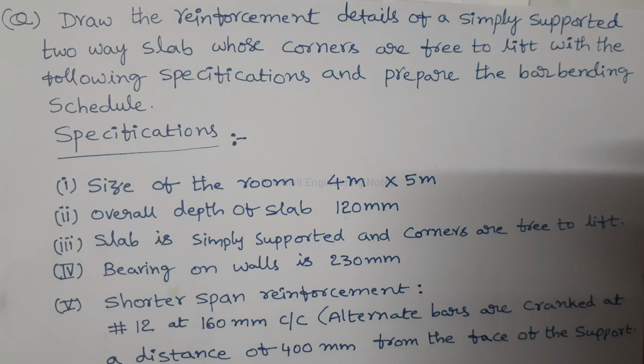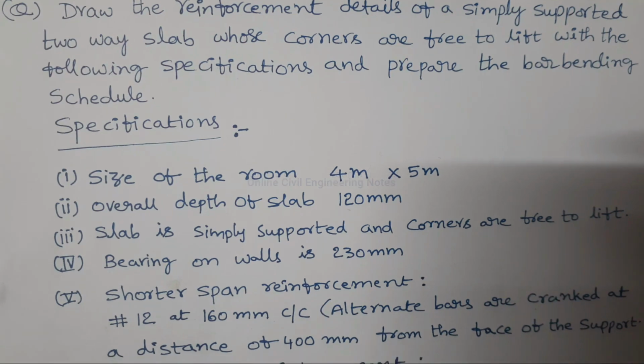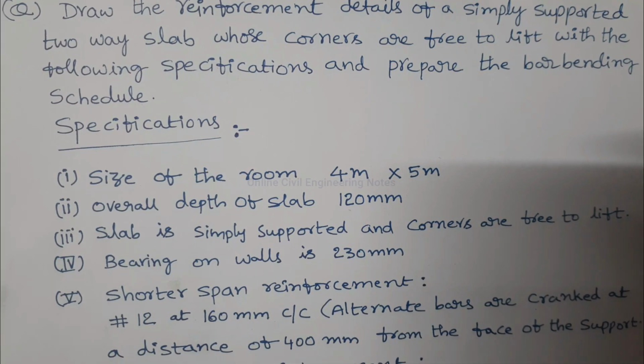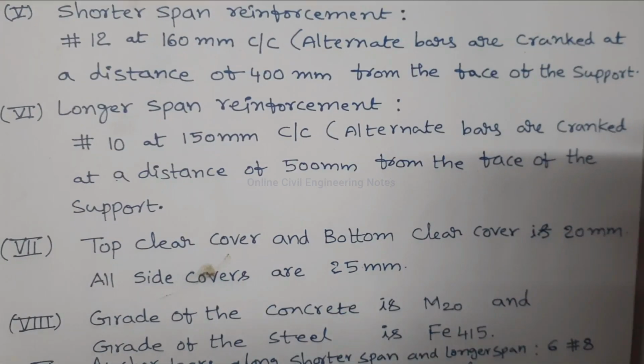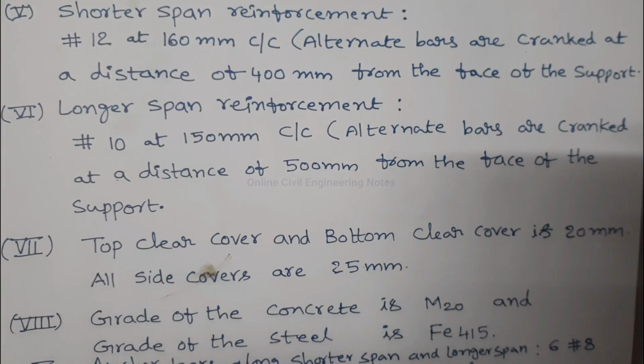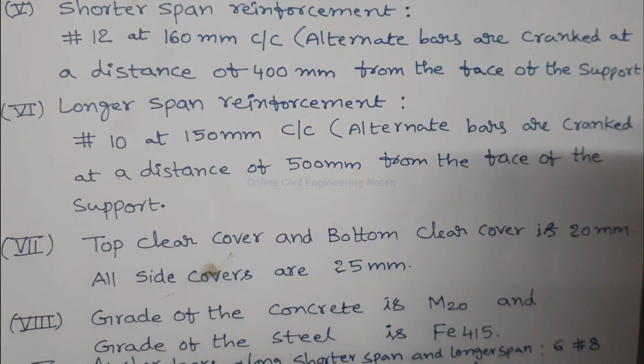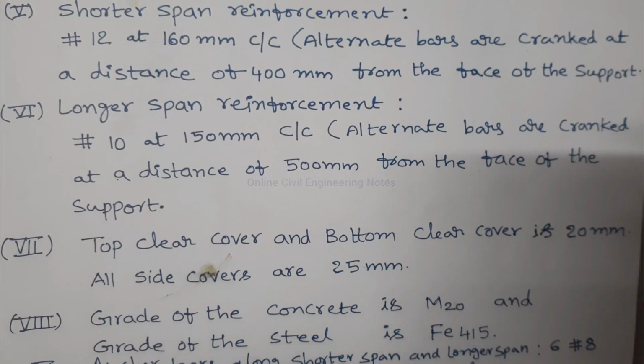Number 4. Bearings on wall is 230 mm. Number 5. Shorter span reinforcement: 12 mm dia at 160 mm center to center. Alternate bars are cranked at a distance of 400 mm from the face of the support. Next one. Longer span reinforcement: 10 mm dia at 150 mm center to center. Alternate bars are cranked at a distance of 500 mm from the face of the support.